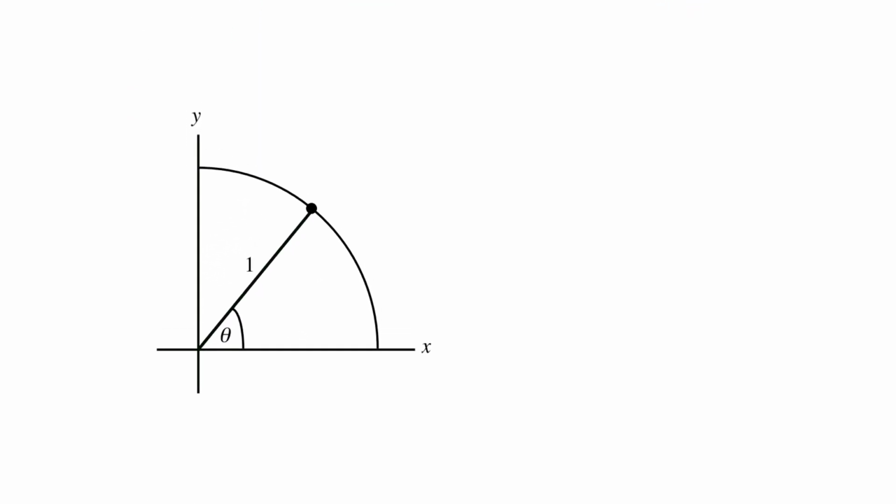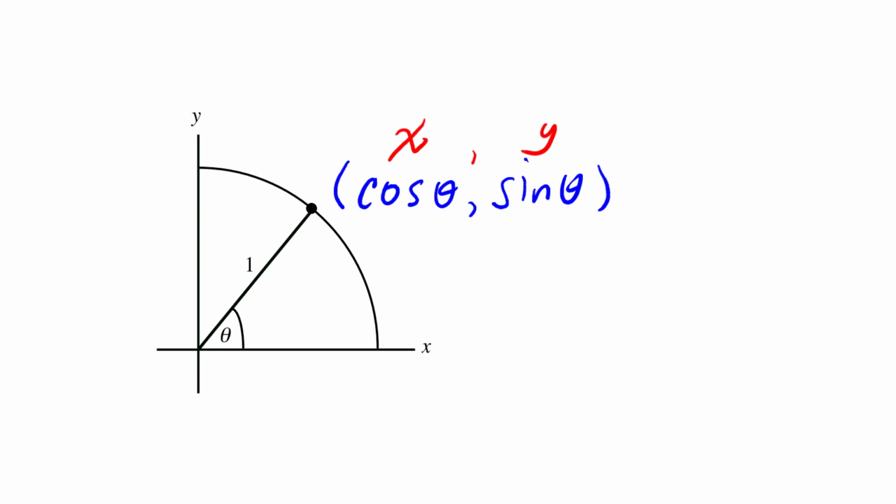In fact, we can write the x and y coordinates this way: cosine of theta for x, comma, sine of theta for y. It's kind of alphabetical. You know how x and y are alphabetical? Well, cosine and sine are alphabetical. So that might help you remember which is which.